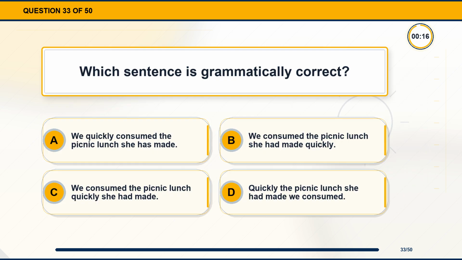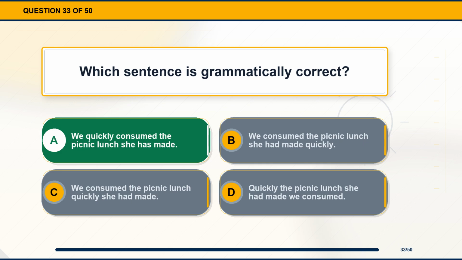Question 33. Which sentence is grammatically correct? Option A, we quickly consumed the picnic lunch she has made. Option B, we consumed the picnic lunch she had made quickly. Option C, we consumed the picnic lunch quickly she had made. Option D, quickly the picnic lunch she had made we consumed.